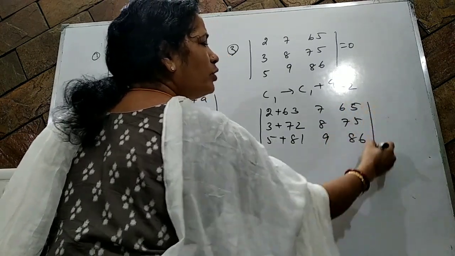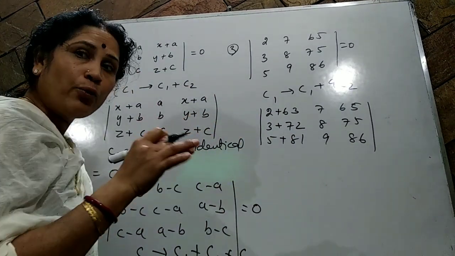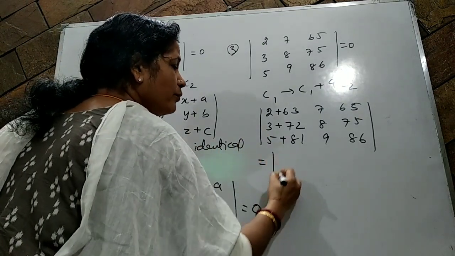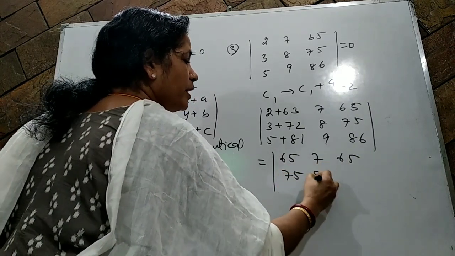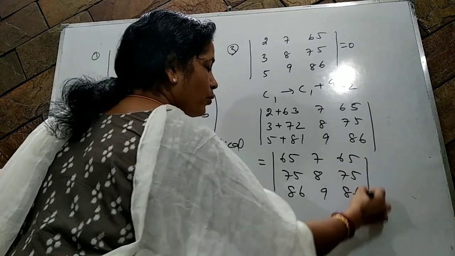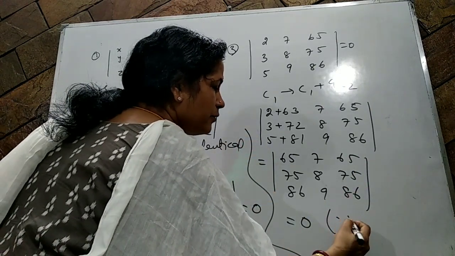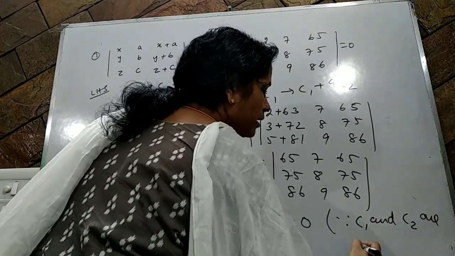I told you, equal to 0 means you have some link, either identical or proportional. You have to check how I will get identical. Now see, we will get it as 65, 7, 65, then 75, 8, 75, then 86 and 9, 86. So here we are getting equal to 0. What is the reason? Since C1 and C2 are identical.